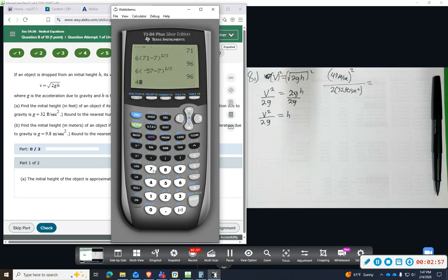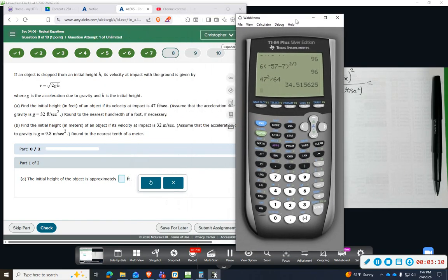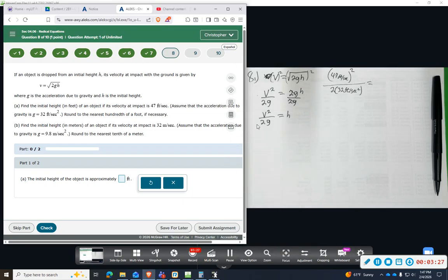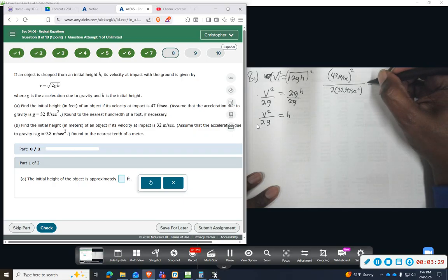So we're going to do 47 squared divided by 64. And that 64 is coming from 2 times 32. It wants us to round to the nearest hundredth, so 2 decimal places. 34.52, because that 5 will round that 1 up. 34.52 unrounded.